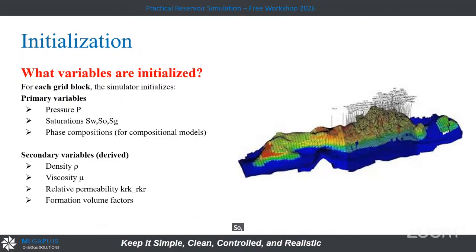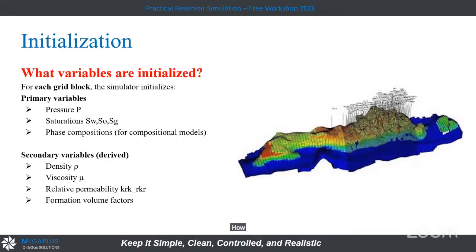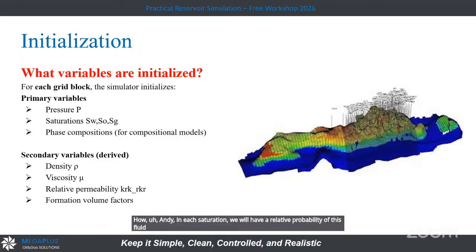So in initialization, again, we put in the datum and pressure and some data we will see to make this distribution. The secondary variables, not the primary variables, will also be distributed, of course: the density, because when the saturation changes the density will change, and the viscosity will change. And at each saturation we will have a relative permeability of this fluid, and the formation volume factor, of course.